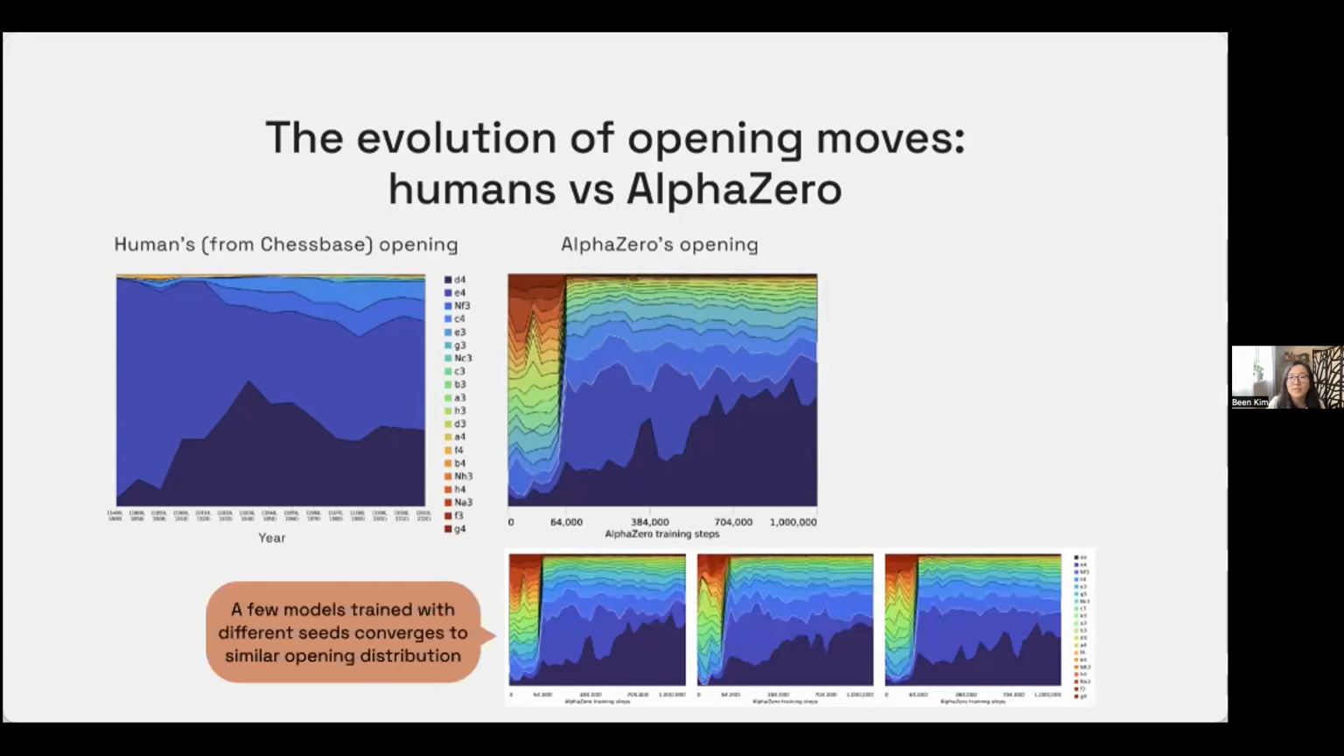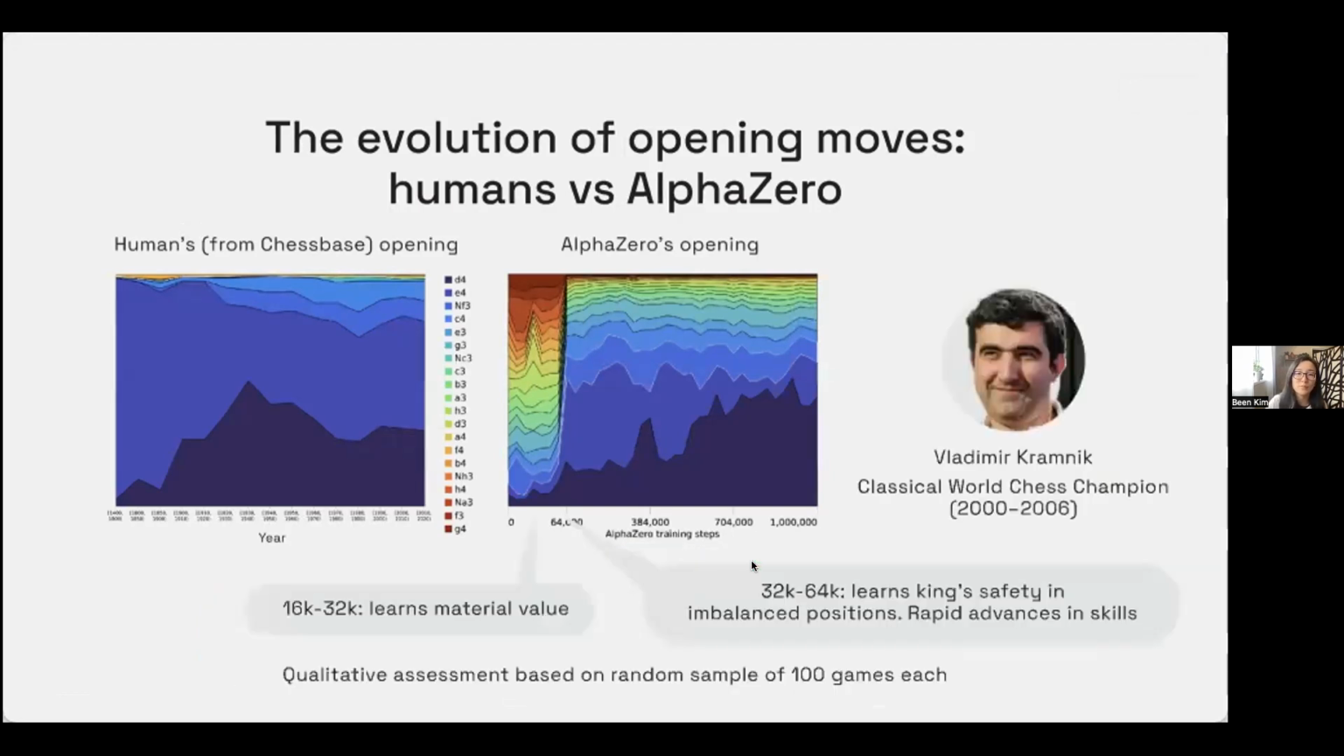And we try training AlphaZero with different seeding, same architecture, same everything, and it ends up with a very similar distribution. So it's also interesting that there seems to be a point at which things click for AlphaZero, and it also chooses the style of play. It's right here around 64,000.